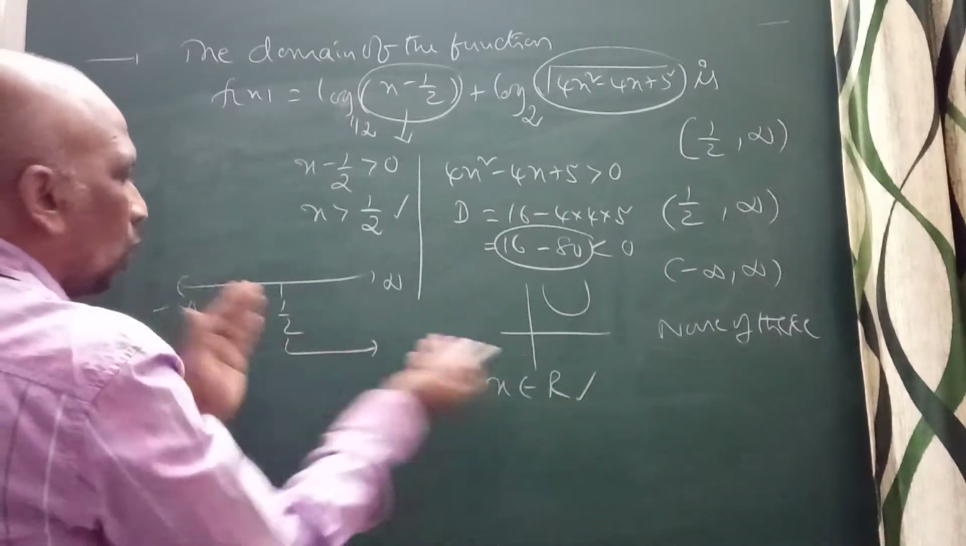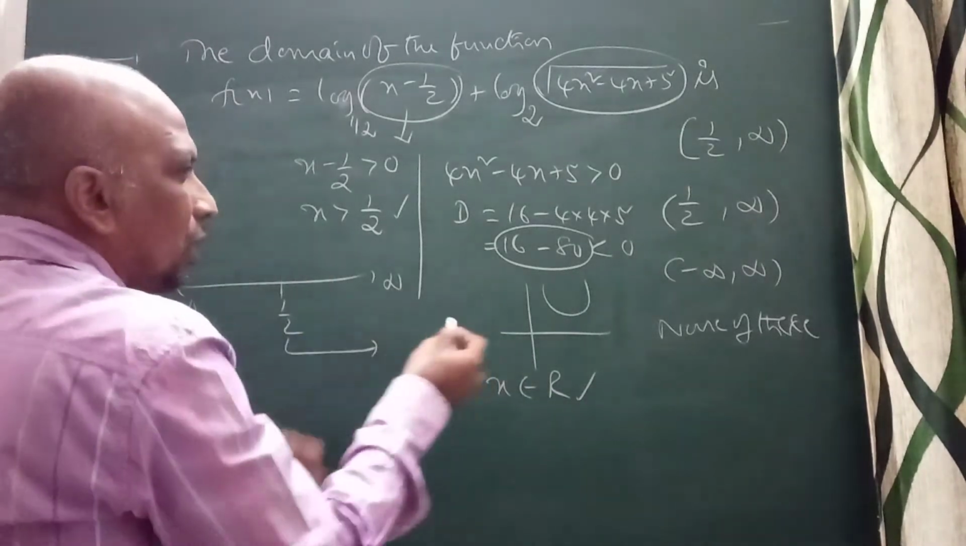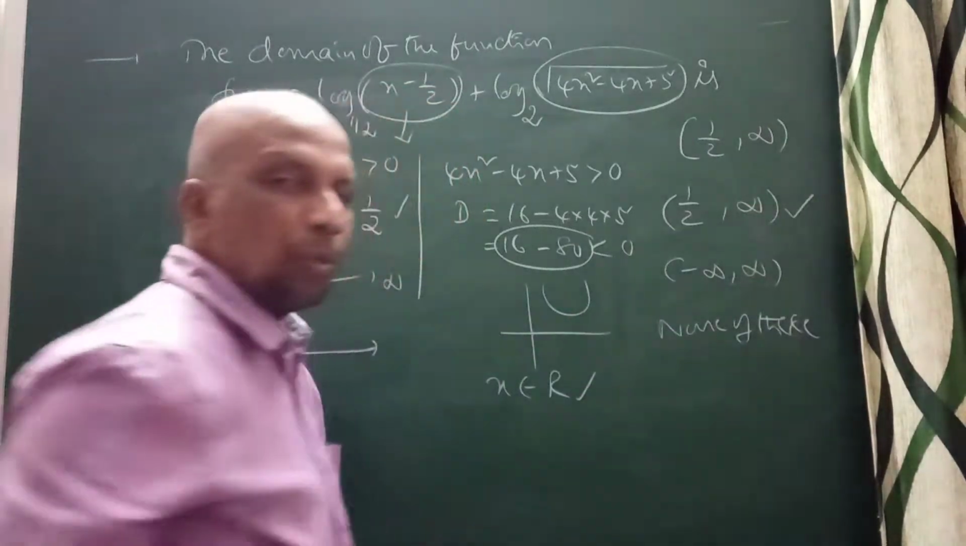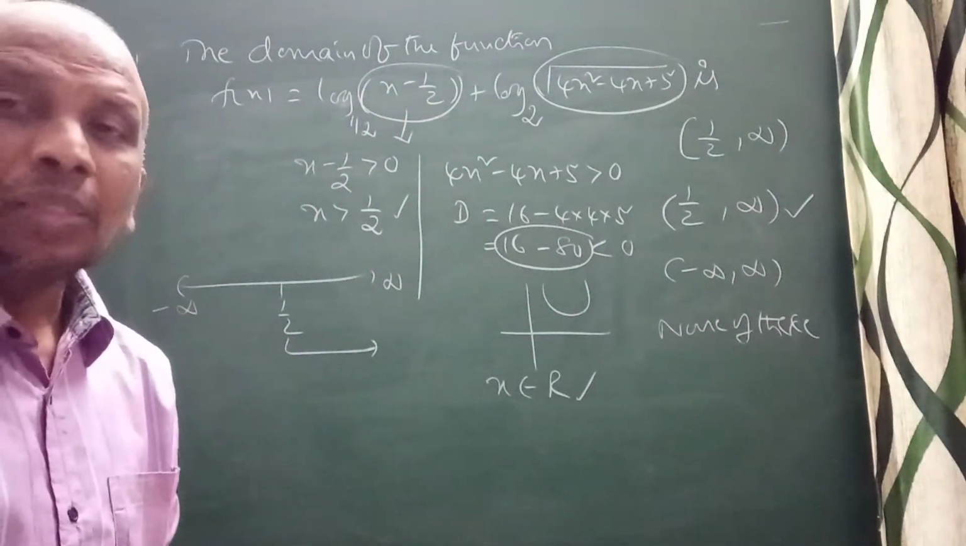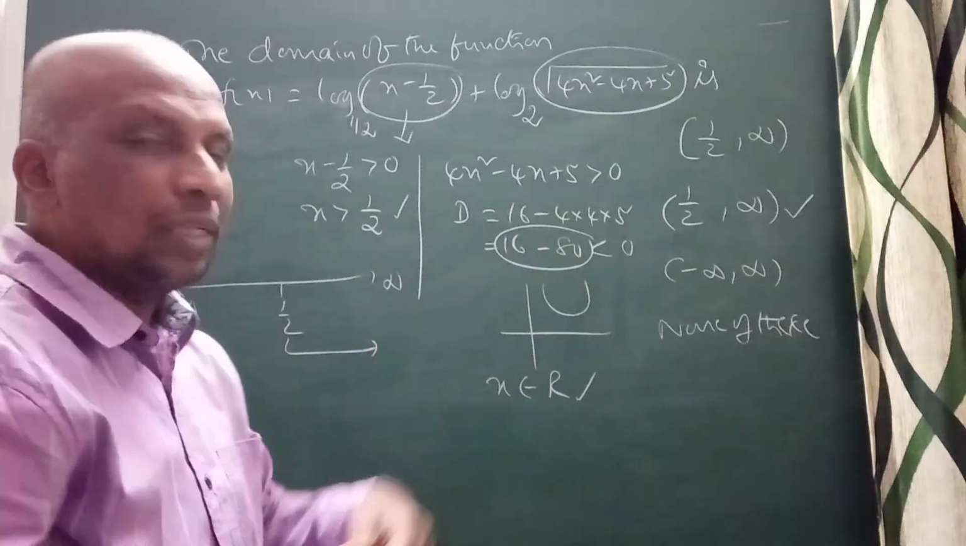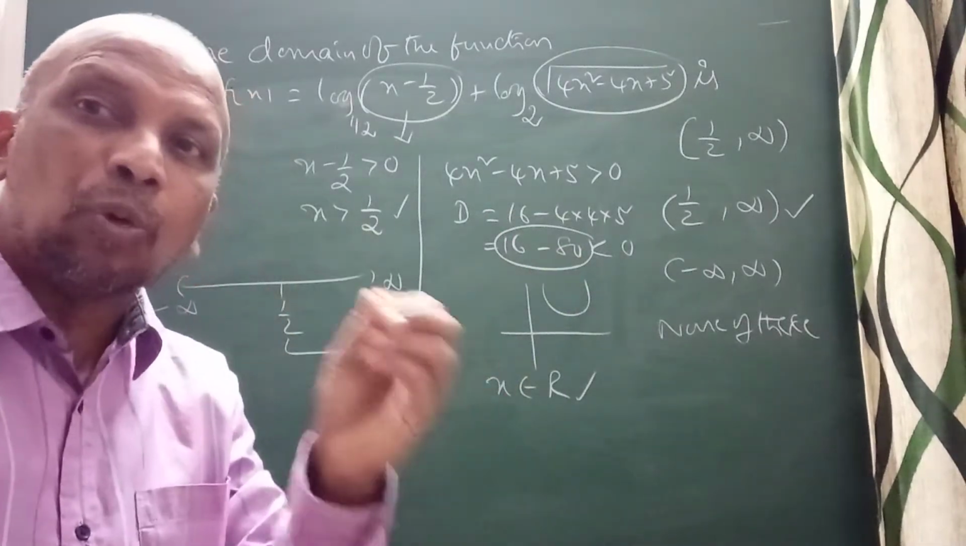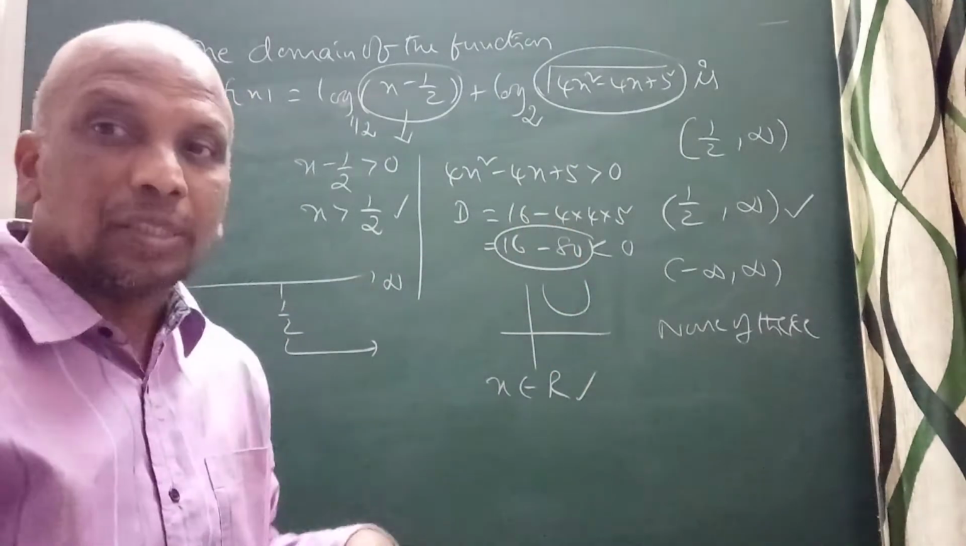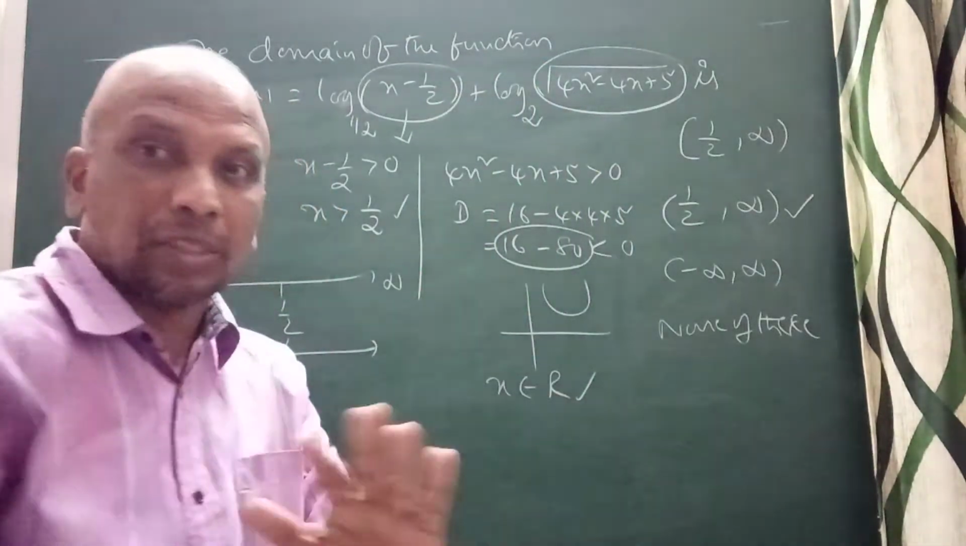So this one common is only 1 by 2 to infinity. Your answer is 1 by 2 comma infinity. Some people will think, sir, I didn't understand this. No, if you think about the quadratic, you will get something like this. Maybe the parabola is above the x-axis, that's all.